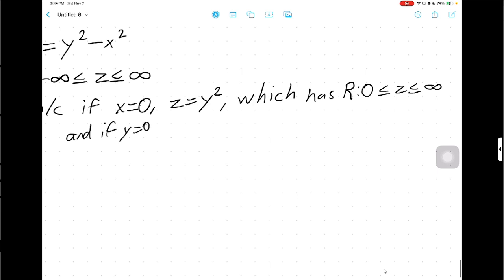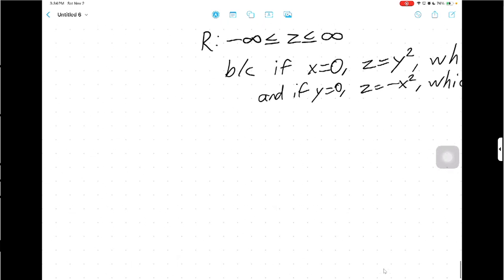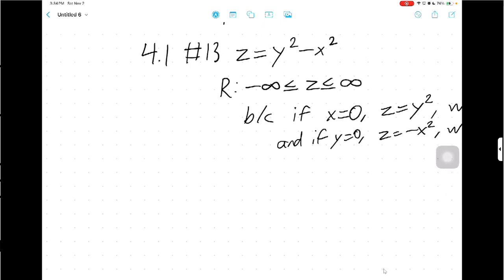And if y is equal to 0, z is equal to negative x squared, which has range negative infinity to 0. So thus we've got the whole thing. 17.